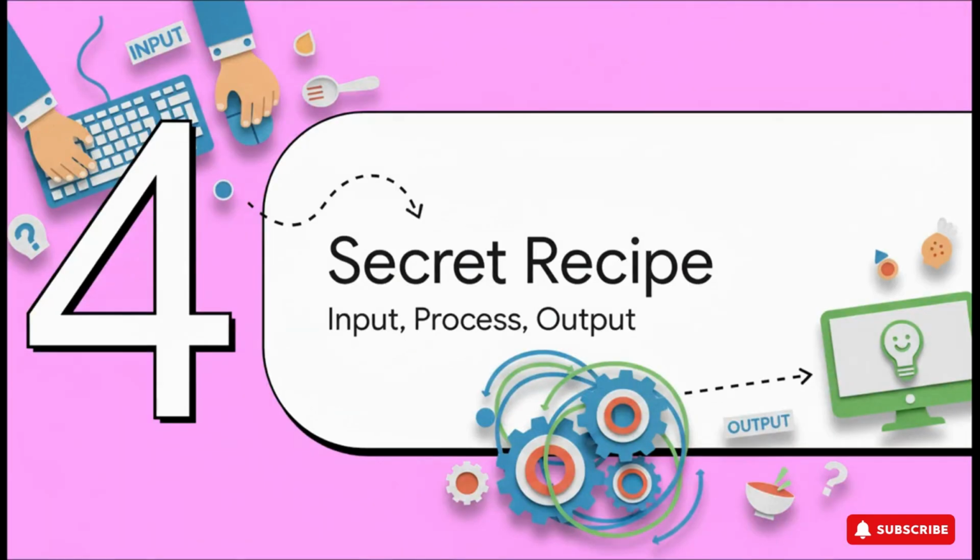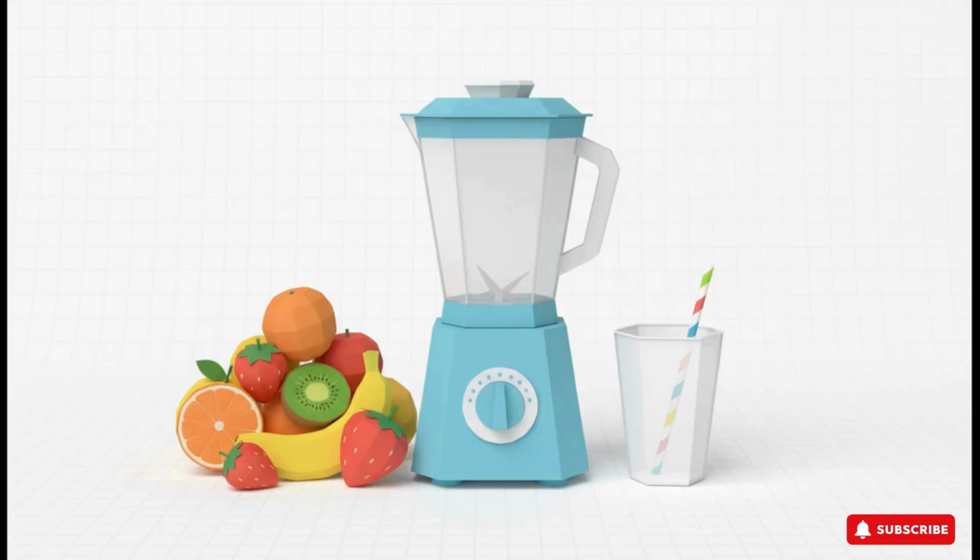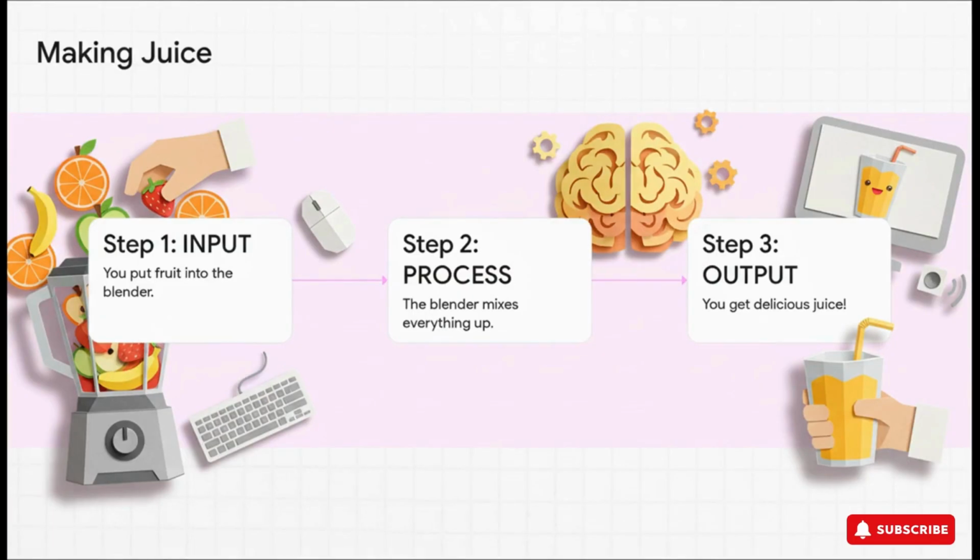All right, for our last stop on this adventure, we're going to learn the computer's biggest secret. It's a really simple, three-step recipe that it follows for absolutely everything it does. And you know what? The best way to understand this recipe is to think about making a yummy glass of juice. Ready for this? Okay, so step 1 is input. This is when you put all the ingredients, like fruit, into the blender. On a computer, the input is when you type on the keyboard or click the mouse.